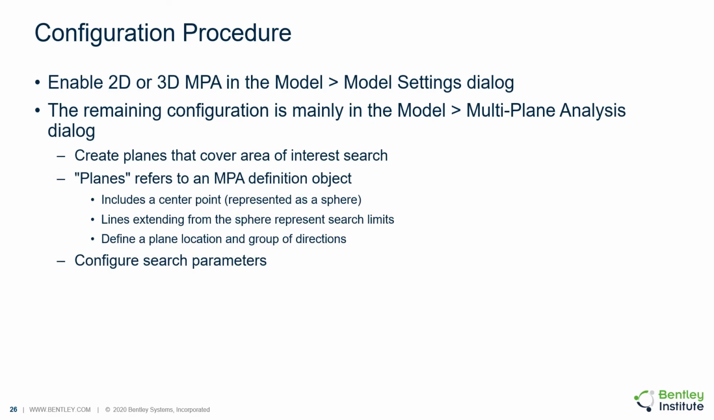The multiplane analysis feature may be enabled under the Model Settings dialog. Once the feature is enabled, then the remaining configuration for the multiplane analysis may be set up in the model. The multiplane analysis dialog will be enabled. The primary input data utilized for multiplane analysis is to create planes that cover the searching area of interest, to create a center point and length of each plane, and to define the searching parameters along each plane.